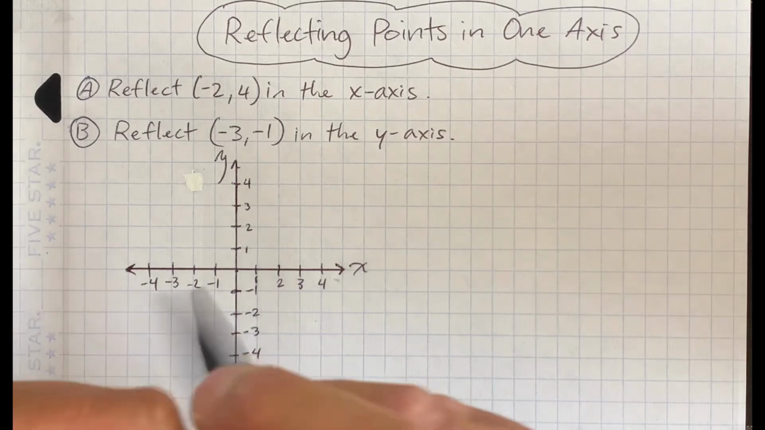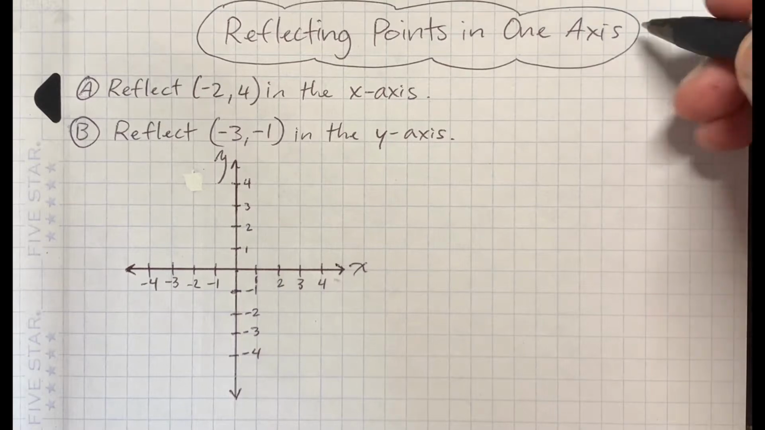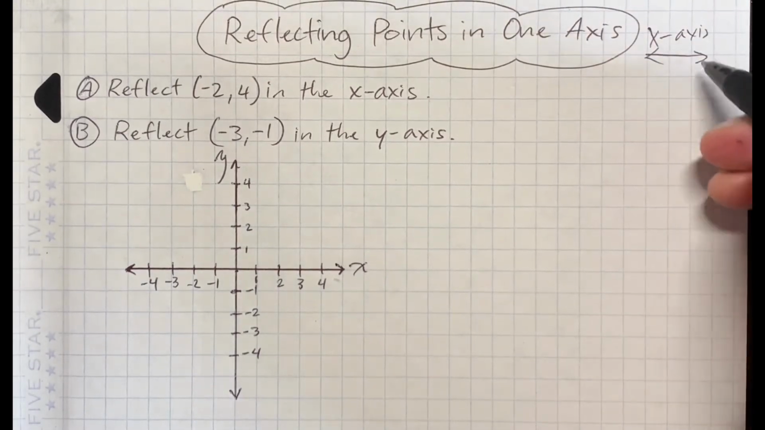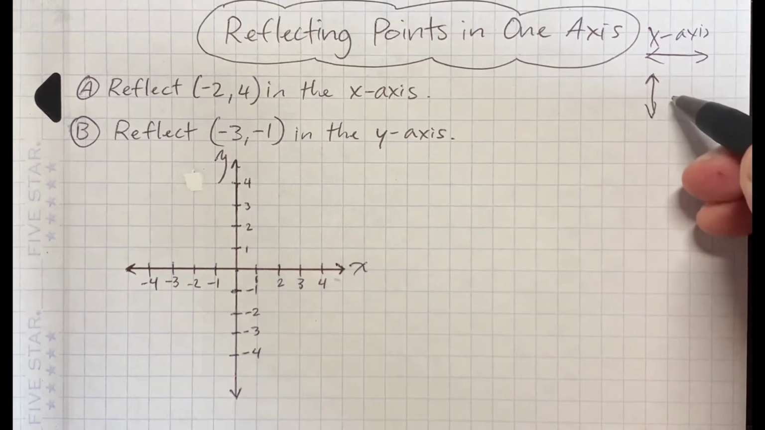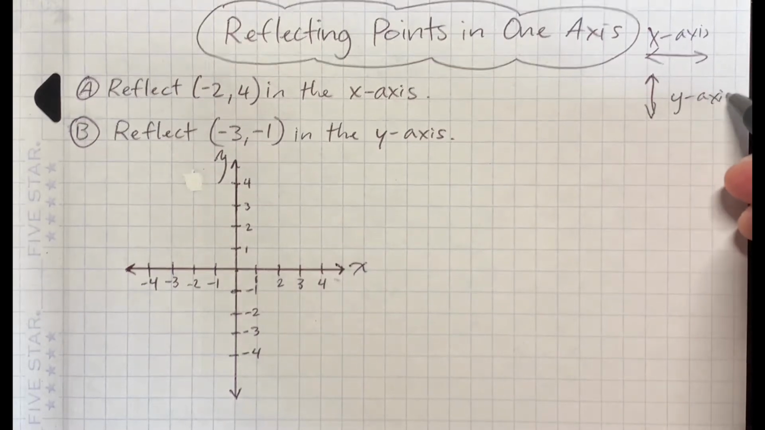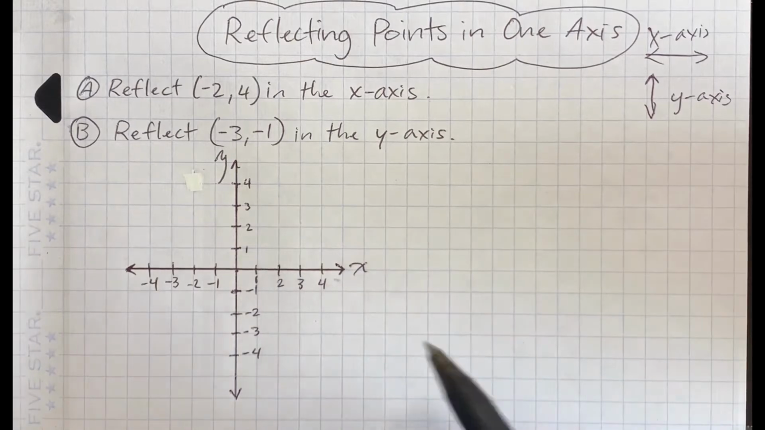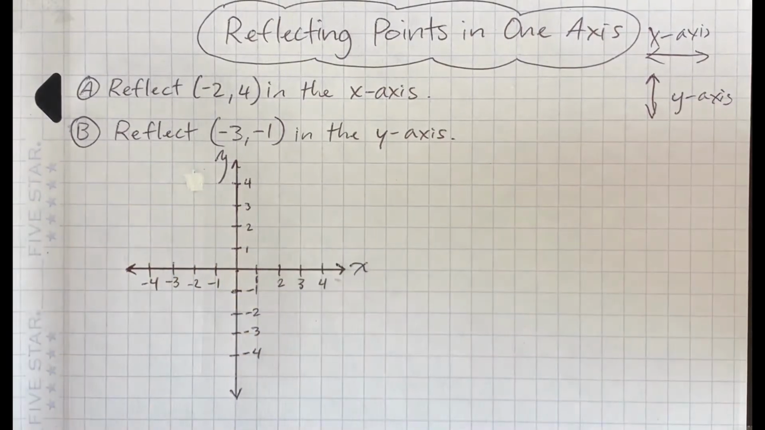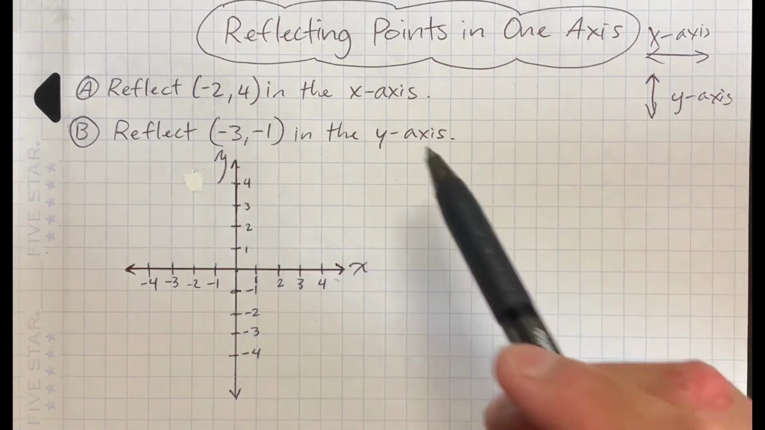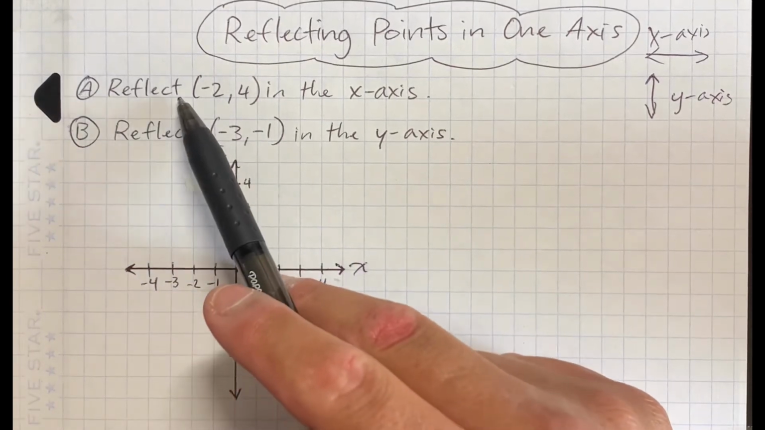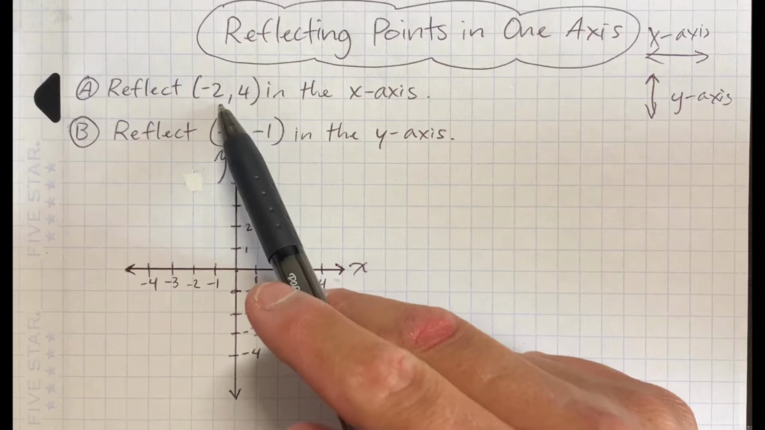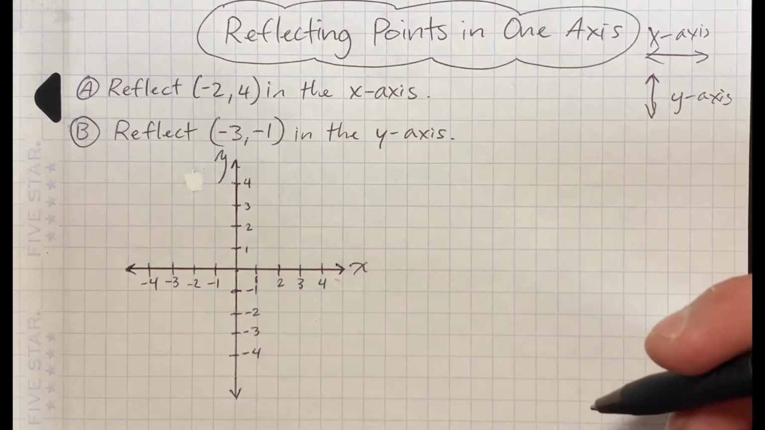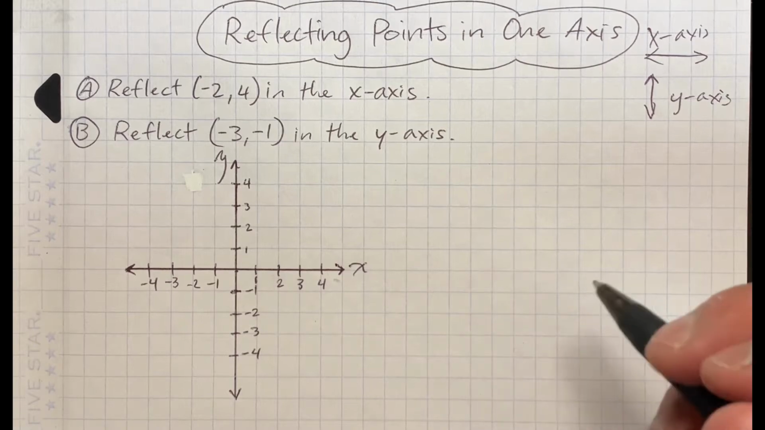Now, it could either be the x-axis, okay, or it could be the y-axis. Okay, your x-axis is the horizontal number line, and your y-axis is the vertical number line. All right, so the first thing we have to do is we have to reflect -2 and 4 on the x-axis. So first of all, let's find that. Where is -2 and 4?